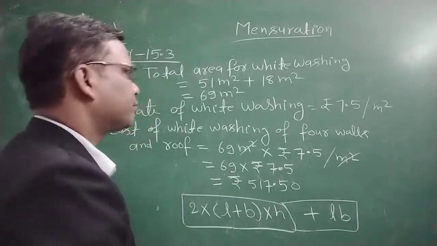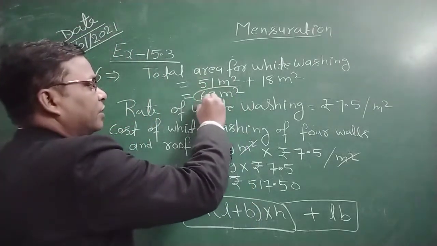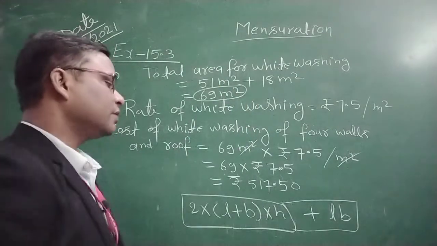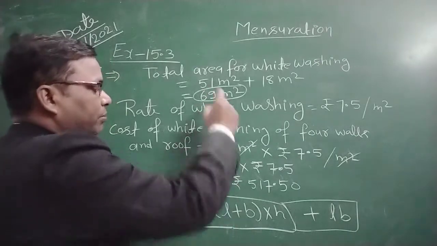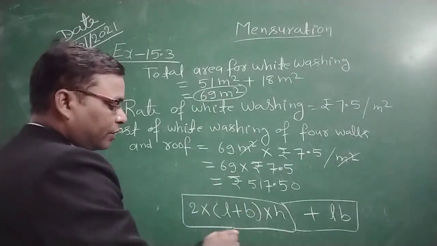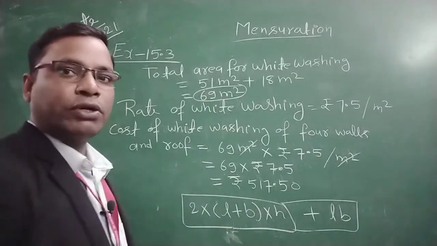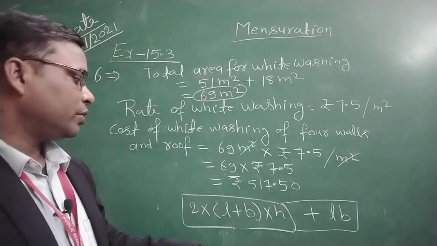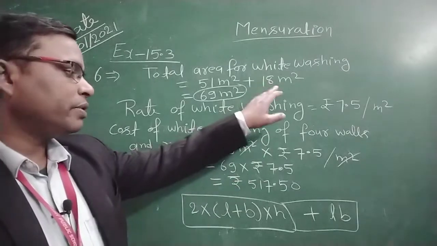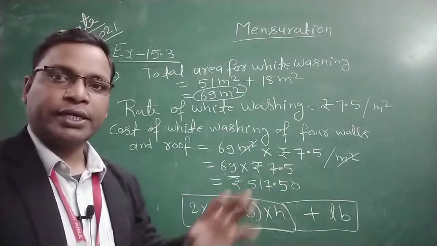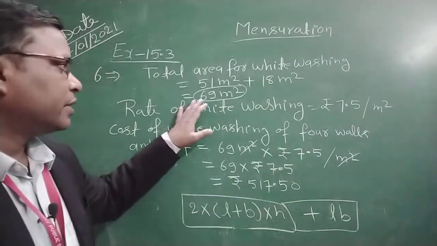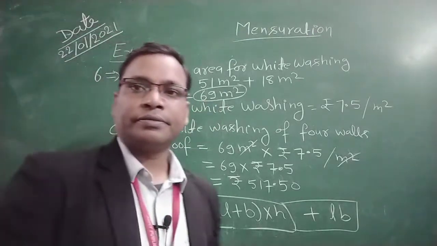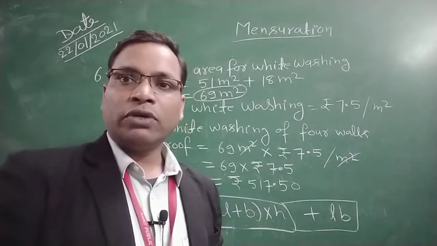This is equal to 69 meter square. This is the total area for whitewashing. We find the area of the walls is 51 meter square, and the area of the roof is 18 meter square. If you add them, then you obtain 69 meter square. This is clear.